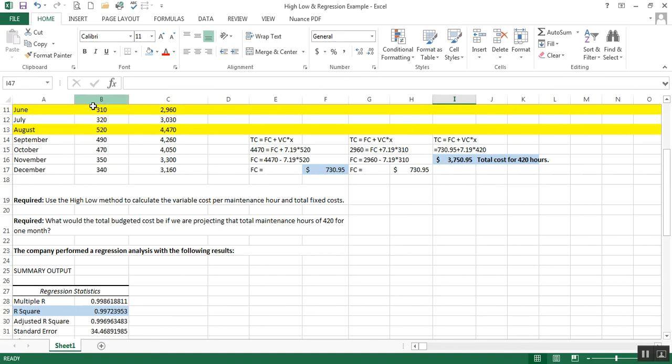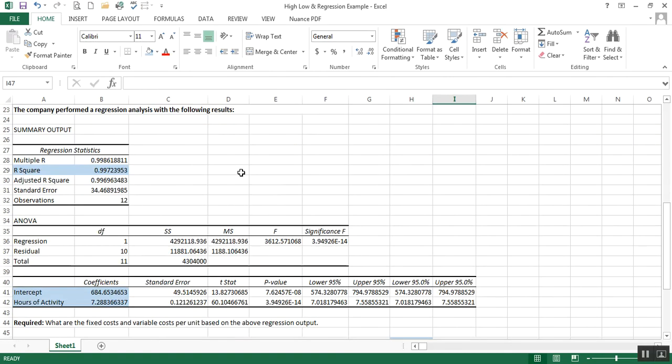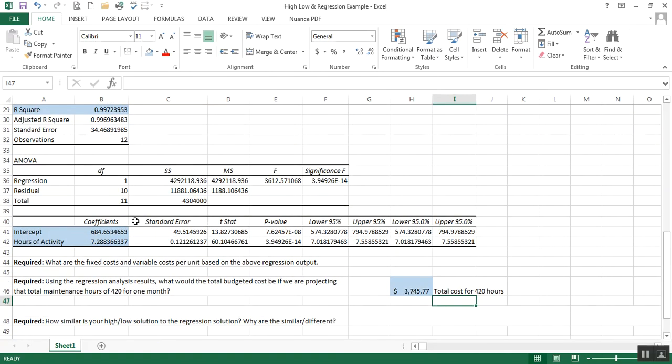The reason for that is because under the high-low method, we're only looking at 2 data points, whereas with the regression model, we're looking at all 12 data points. So it's more accurate. Hopefully this helps explain the difference between the high-low method and the regression method and how you would use these 2 methods.